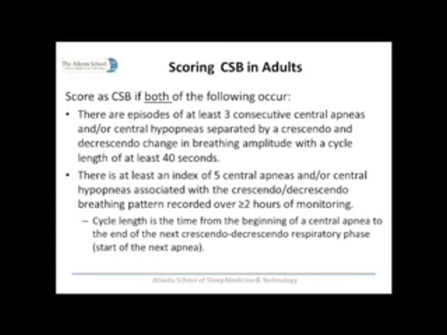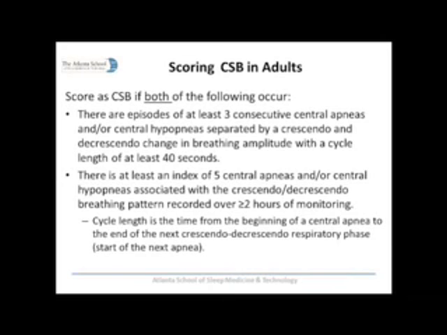For the scoring of Cheyne-Stokes breathing in adults, CSB, reporting the occurrence of CSB in the PSG report is required only if central apneas are present. We noted that early in the webinar. And central apneas that occur during Cheyne-Stokes breathing should also be reported as individual apneas. Okay, so we have some different notation or wording about scoring Cheyne-Stokes breathing in adults.